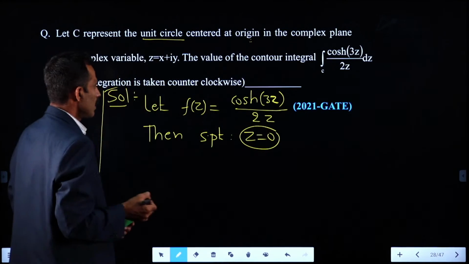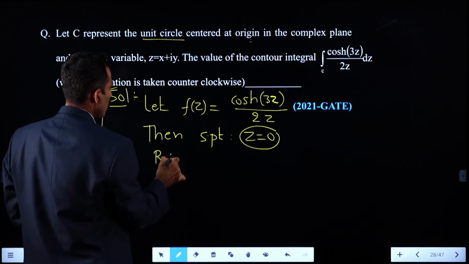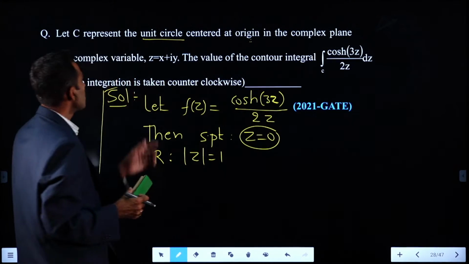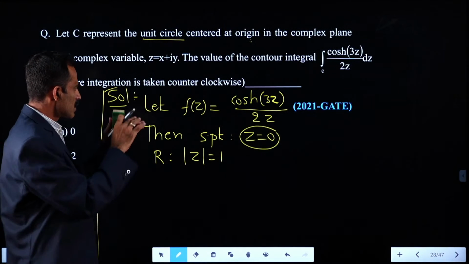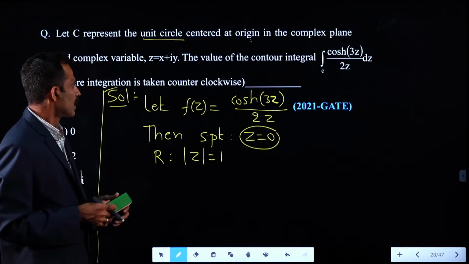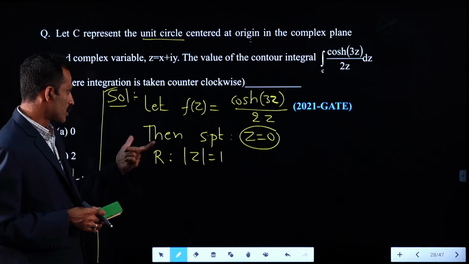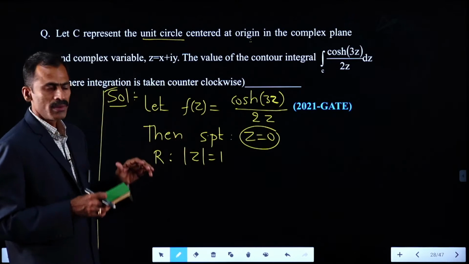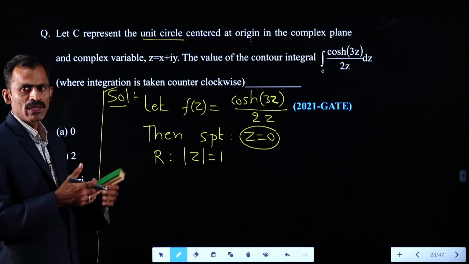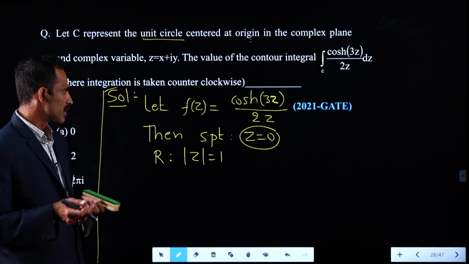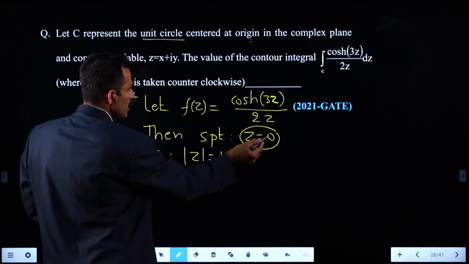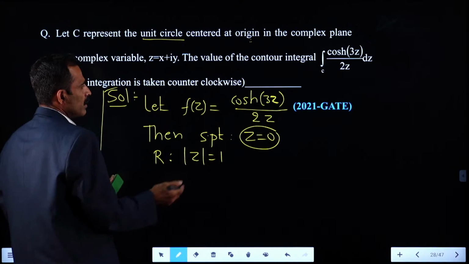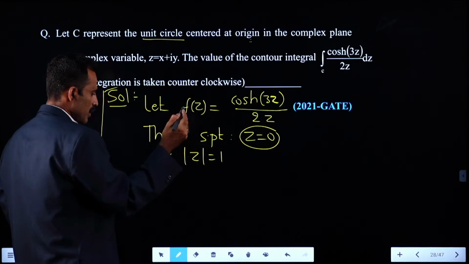And the region will be bounded by the curve C, modulus z equal to 1. That is, we are given the unit circle, so the unit circular region. These steps are computed. Next, the fourth step. According to the first step, we check whether this point lies inside the region, on the region, or outside the region. Based on that, we can find the integral value by using the two theorems. z equal to 0, modulus of 0 is 0, and 0 is less than 1. So the point is lying inside the region.